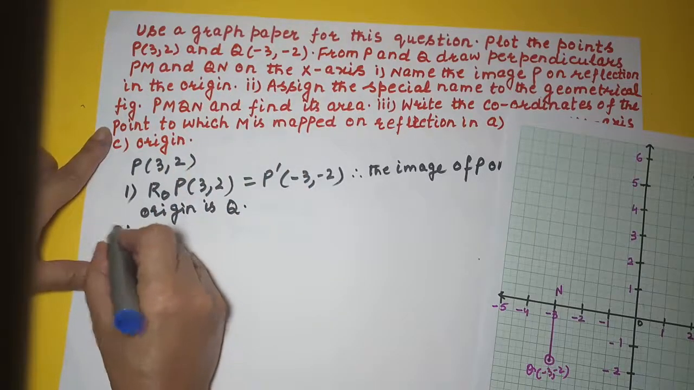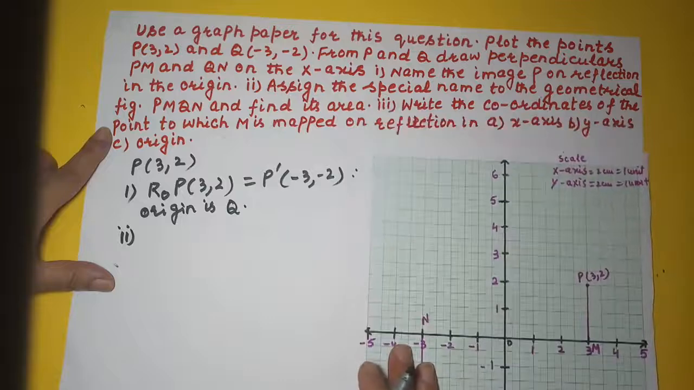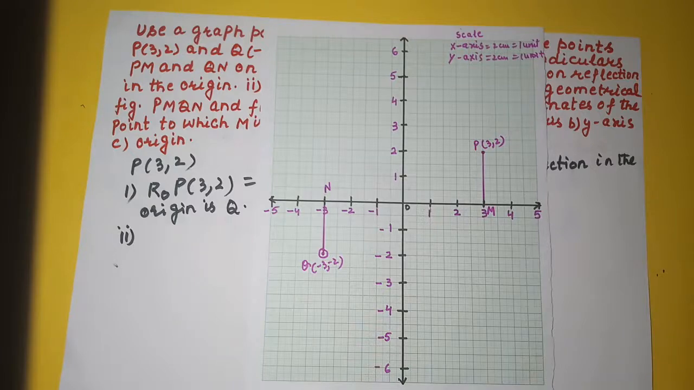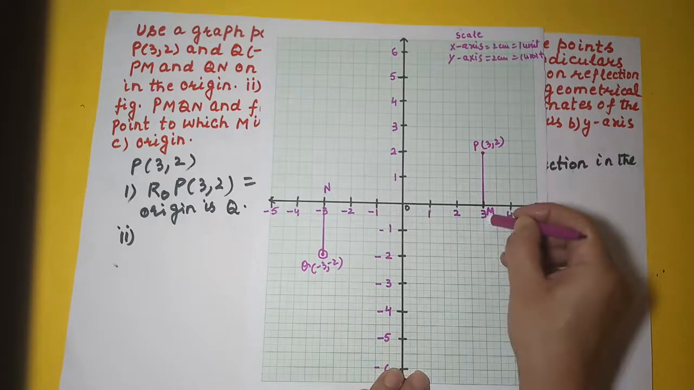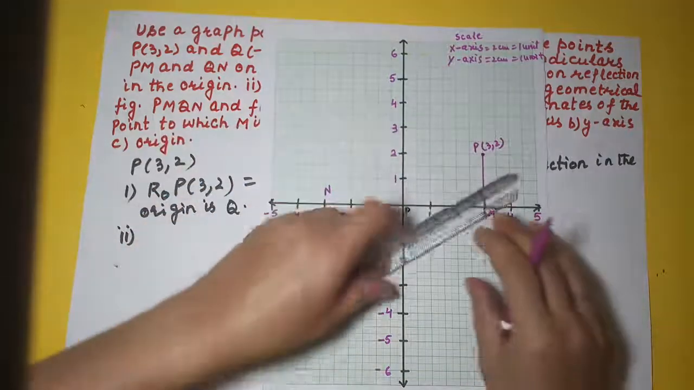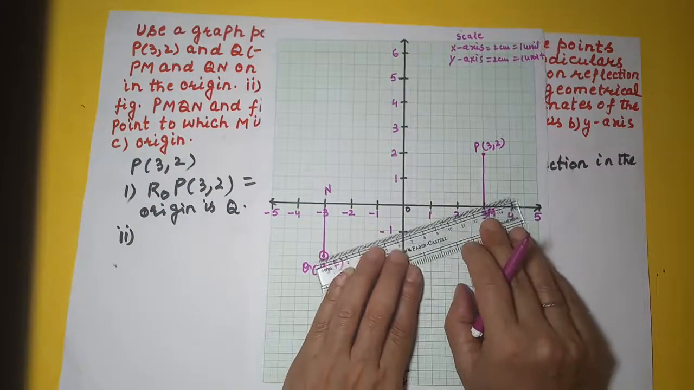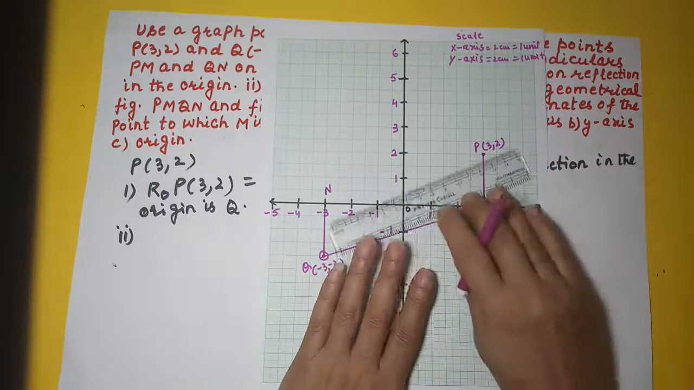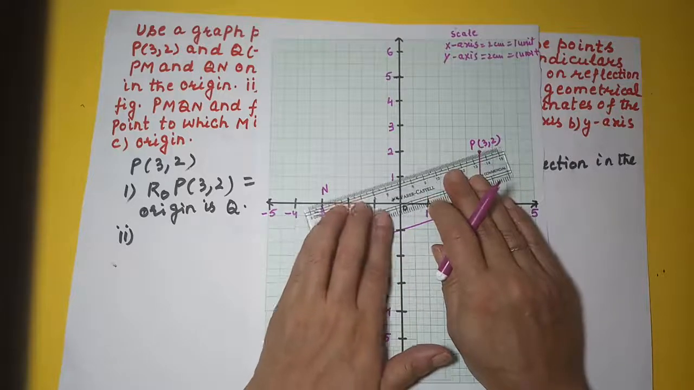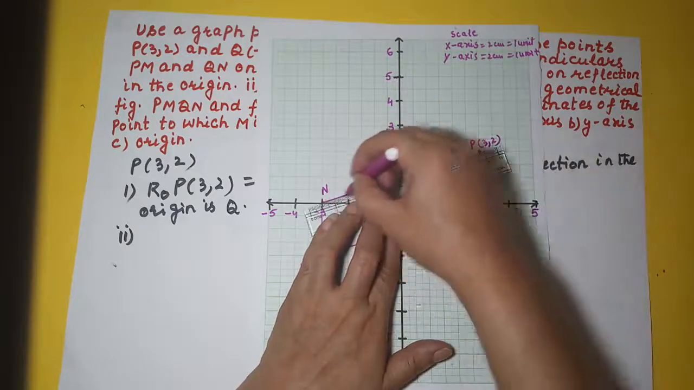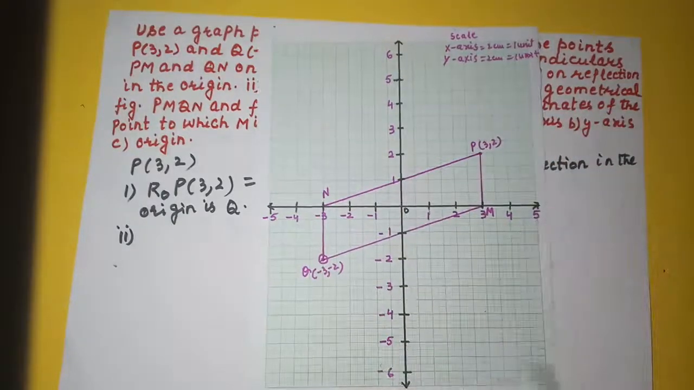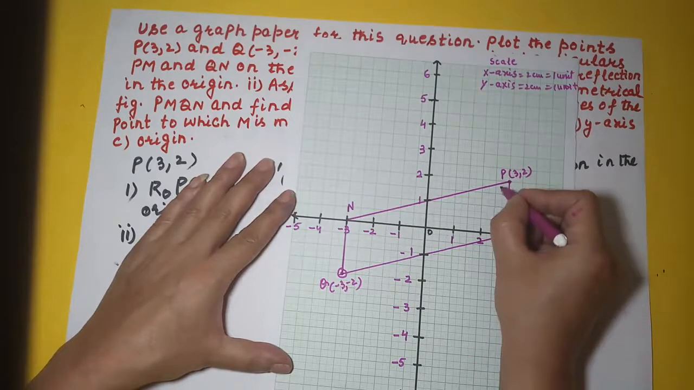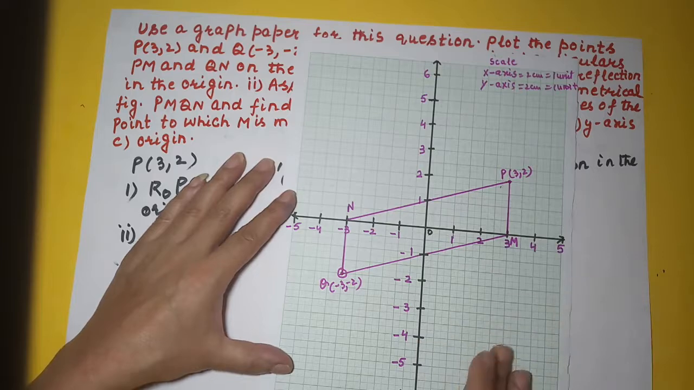Now second part. He's saying assign the special name to the geometrical figure PMQN. Alright. For that I need to join these points to make it a figure PMQN. So let me join this. I will join M and Q. So this will be like this. And then I will join Q and N. And it will be like this. So what is this? It is a parallelogram. It can't be a rectangle because this angle is not 90 degrees, right? It has to be a parallelogram.